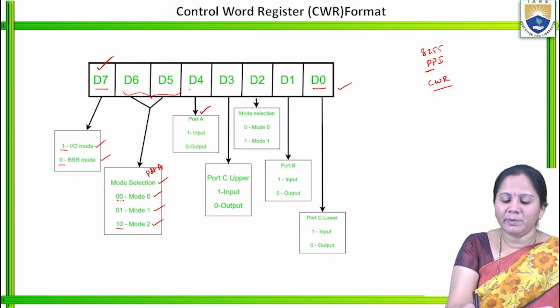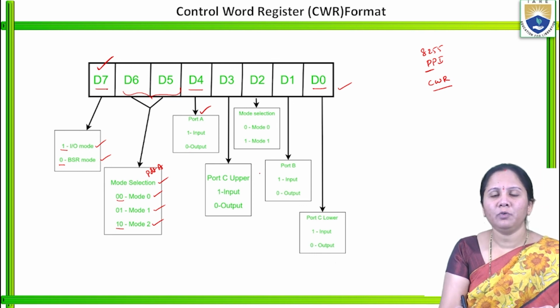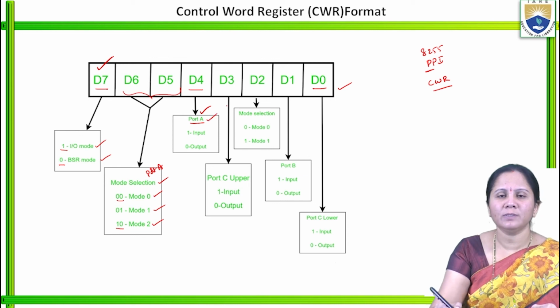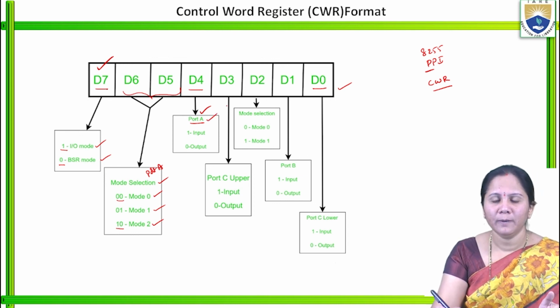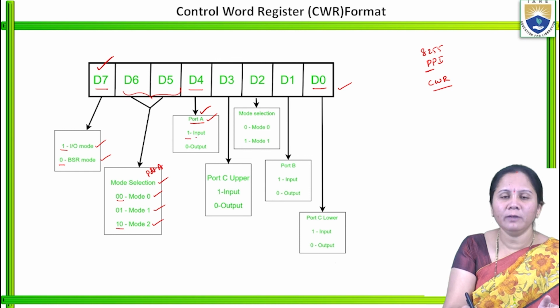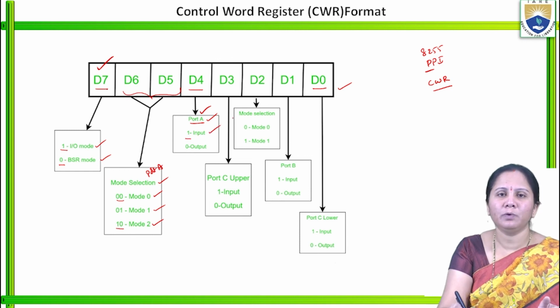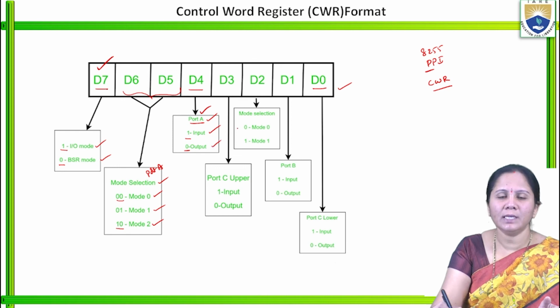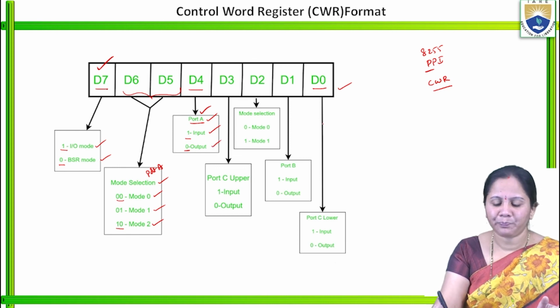And the next bit is D4. The D4 bit decides whether port A should be used as input port or output port. Here 8255 consists of 3 ports, and all the 3 ports are IO ports. In order to decide whether to use it as input port or output port, if this D4 bit is 1, port A will be used as input port. If this D4 bit is 0, port A will be used as output port.